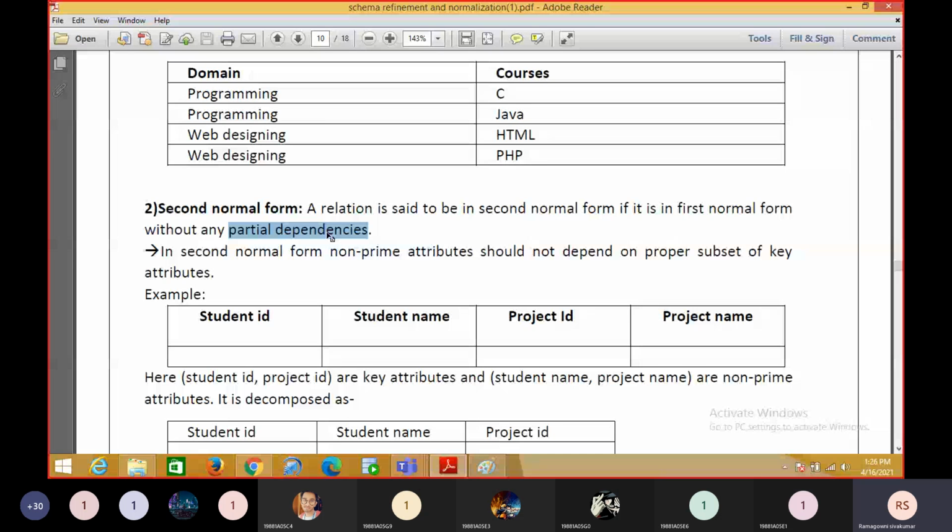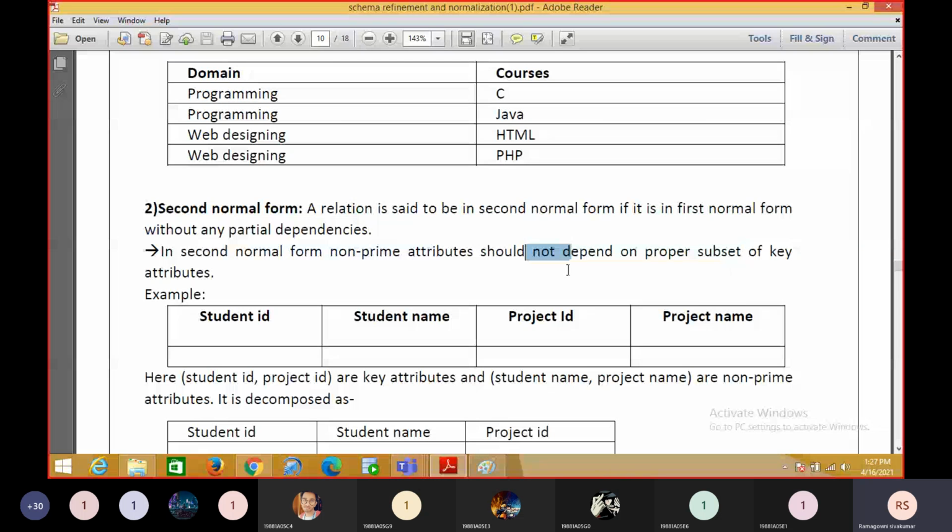The second normal form means it must be in the first normal form. It must follow the rule of first normal form. And the other extra condition is that we should not contain any partial dependencies between the attributes. So in the second normal form, a non-prime attribute should not depend on a proper subset of the key attribute. Here, what is a non-prime attribute?